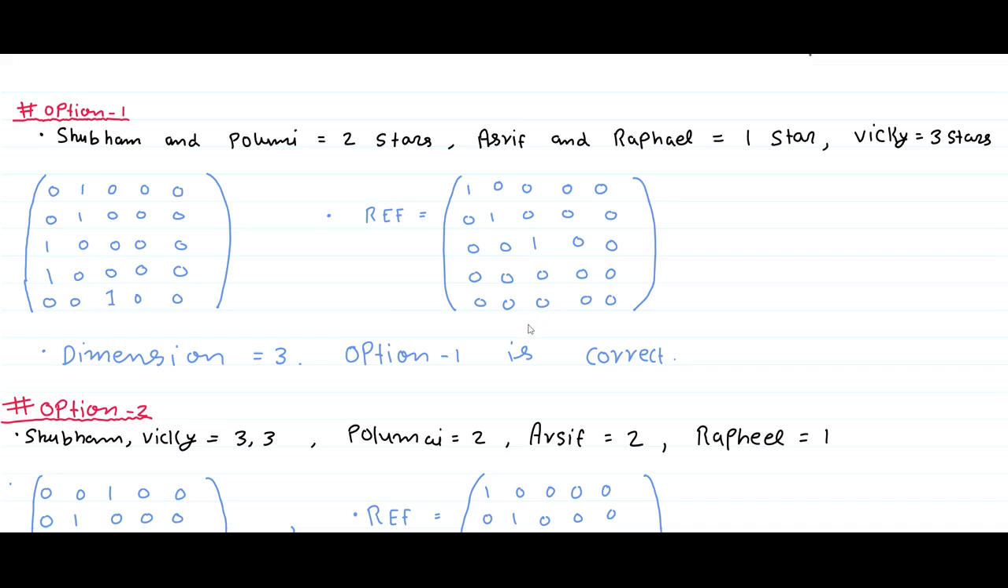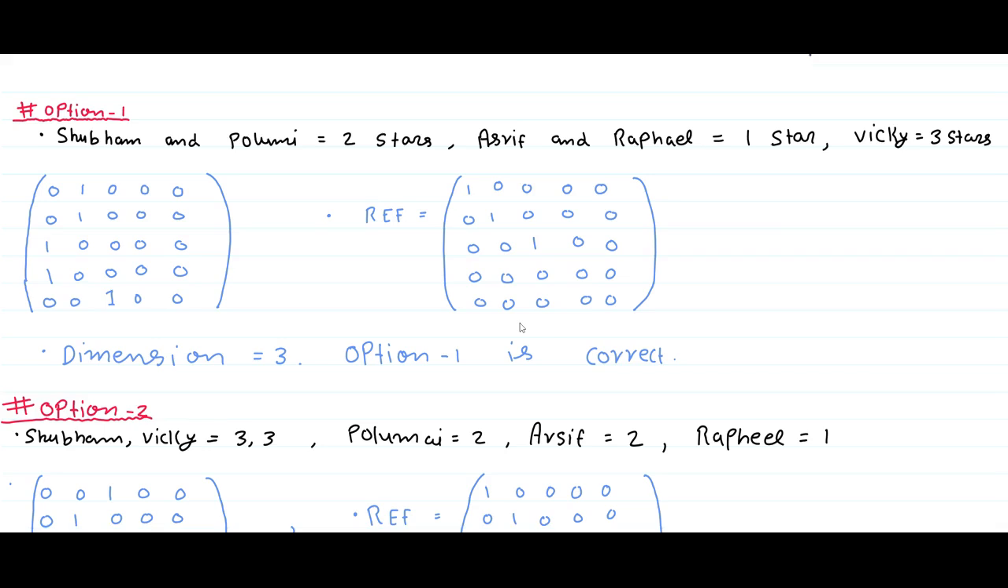Now we know that the dimension or rank of a matrix is basically the number of pivot columns or the number of non-zero rows. And here it is clearly seen that there are only 3 non-zero rows. Hence its dimension is 3. So option number 1 is correct.